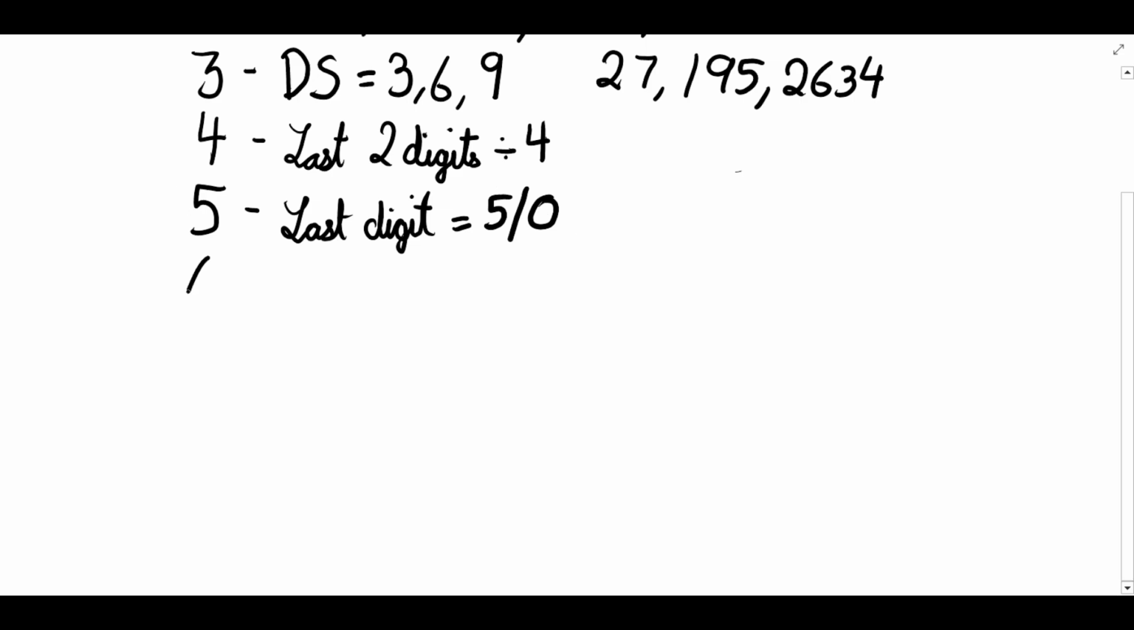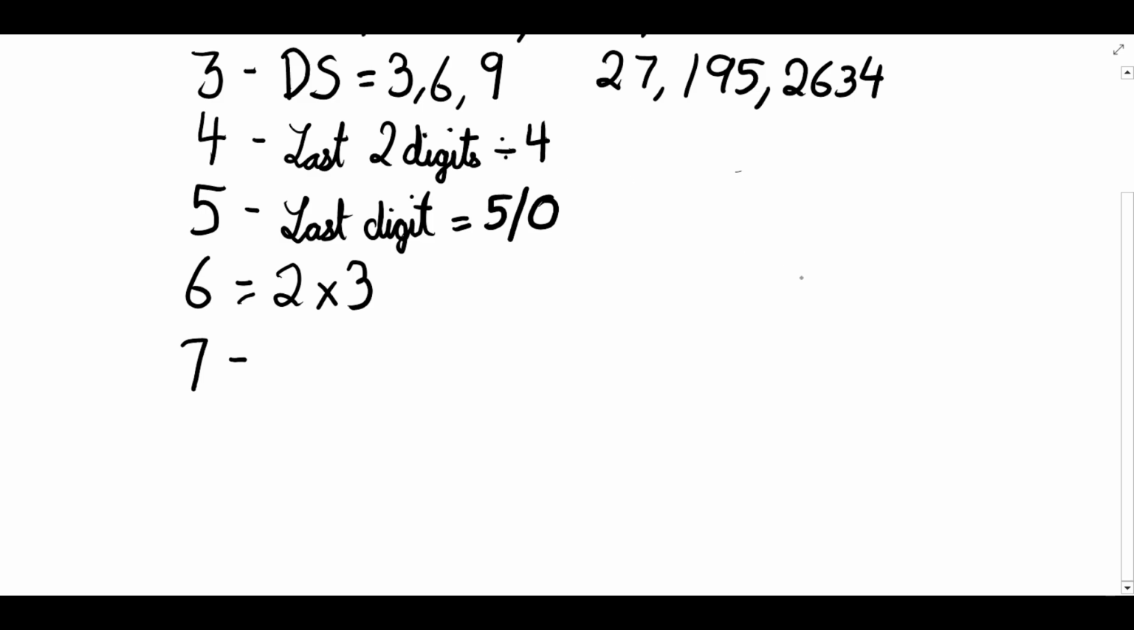But anyway, next we have 6. So basically, you know the divisibility rule for 3, you know for 2. 6 is 2 into 3. So it should be divisible by 2 and 3. So it should be an even number for divisibility by 2, and the sum of its digits should be equal to or be a multiple of 3. Then it will be divisible by 6. As simple as that.